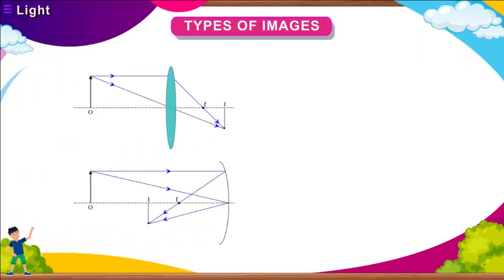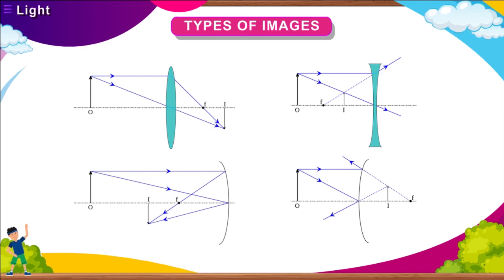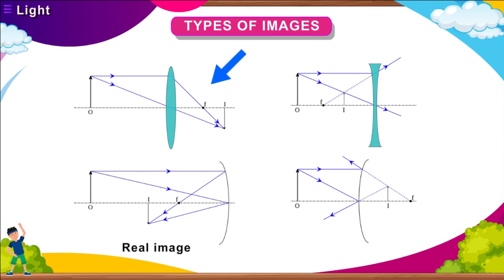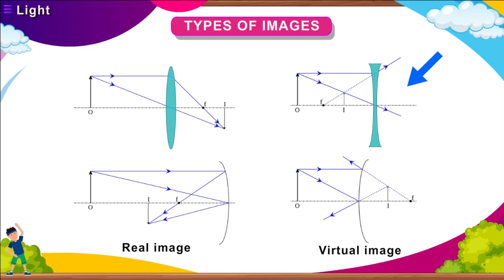Types of images. Two types of images are formed by a mirror. Real image. The image that can be obtained on a screen is called real image. It is formed when light rays after reflection actually intersect each other. Virtual image. The image which is called a virtual image is formed when light rays after reflection do not actually intersect each other, but they appear to diverge from it. Geometrically, they intersect when they are produced in backward direction.